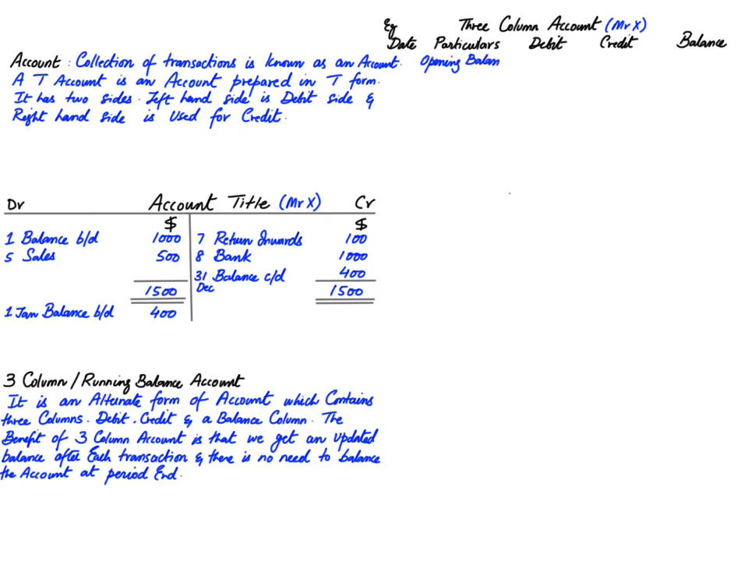We will be starting with the opening balance. As you can see in Mr. X's account, the opening balance, that is balance BD, is 1000. So we will be writing 1000 in the debit column and the balance column. This is a debit balance because an asset balance is always stated as a debit.